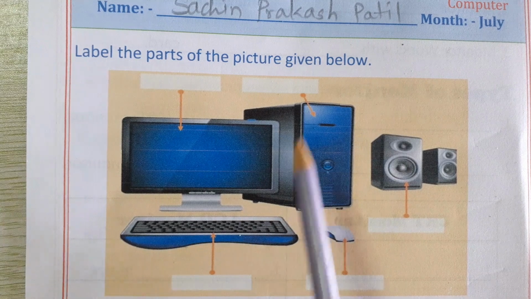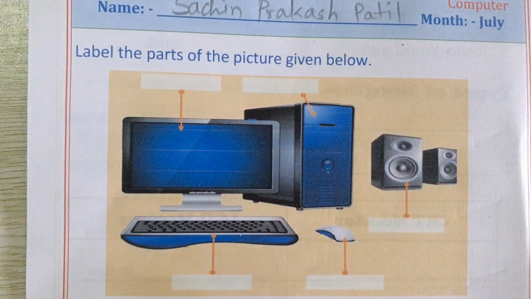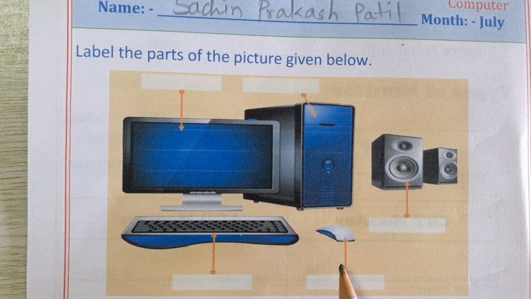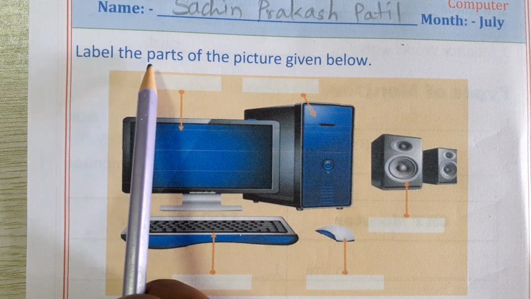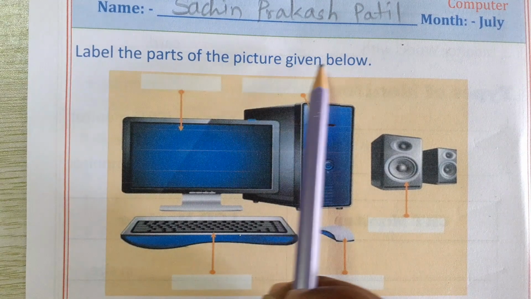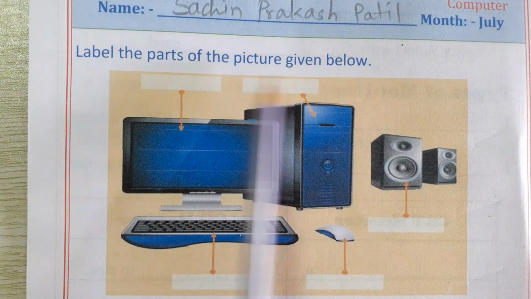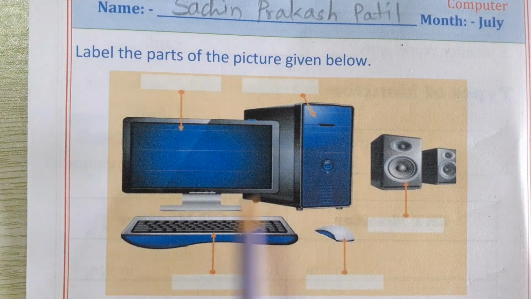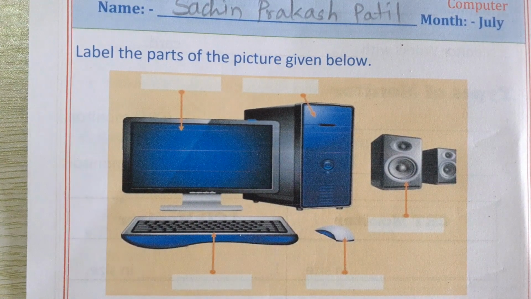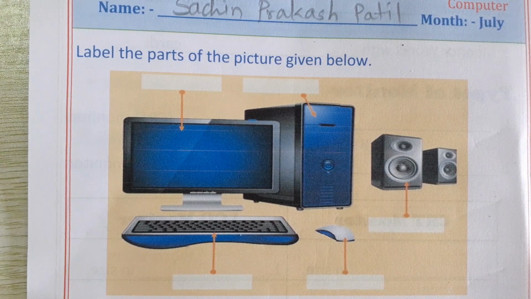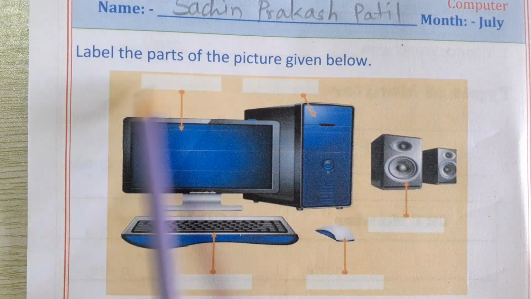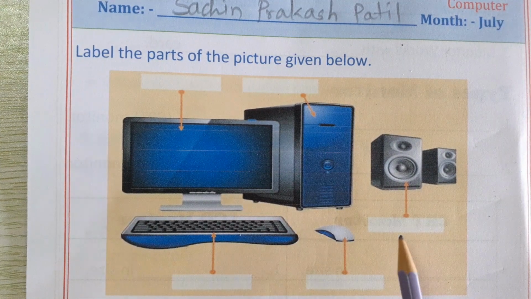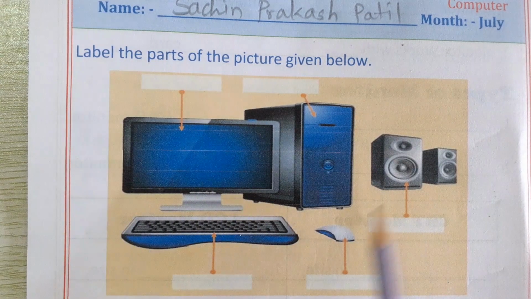Now next, see. Have you seen this picture? What do you see in this picture? Label the parts of the picture given below. Label means you have to write the name of each part of this given picture. This is the whole computer system, and these are the parts of the computer system.